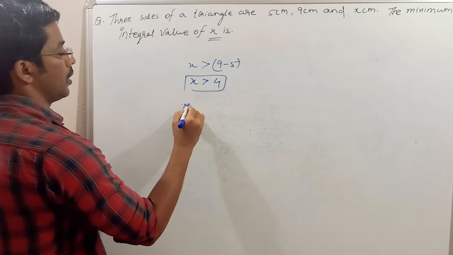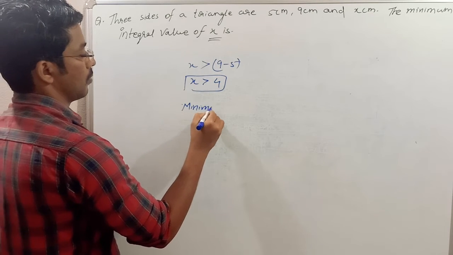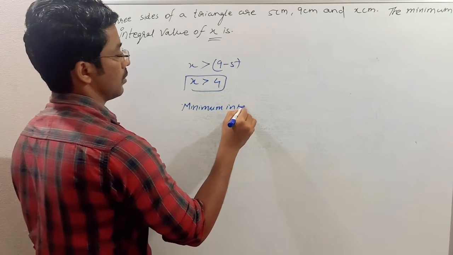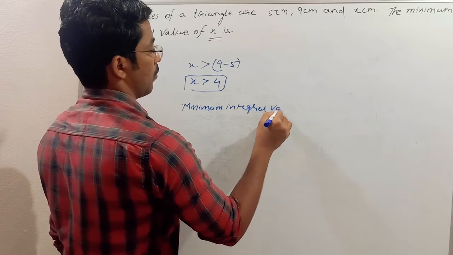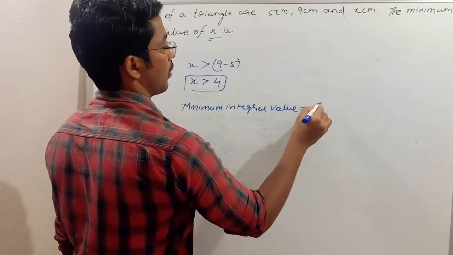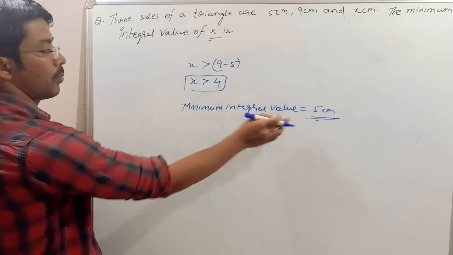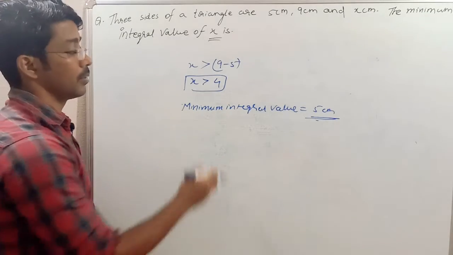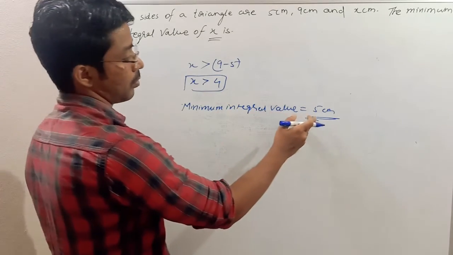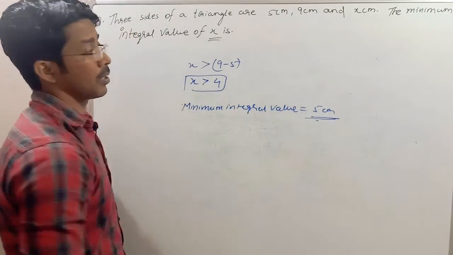So the minimum integral value is 5 centimeters. This is just above 4, so that is the minimum integral value. It can be 6, it can be 7, it can be 8, anything. So 5 centimeters is the minimum integral value.